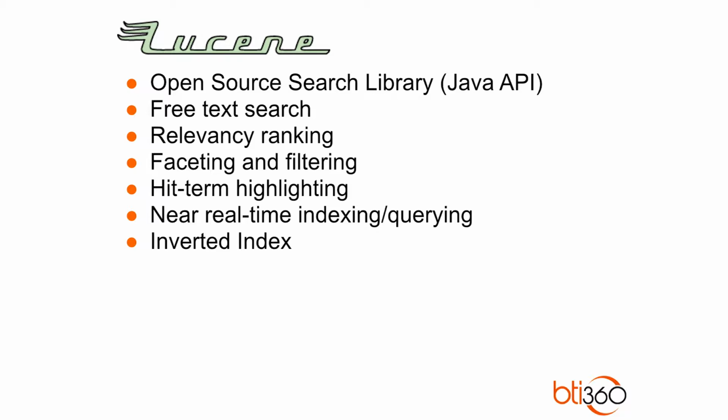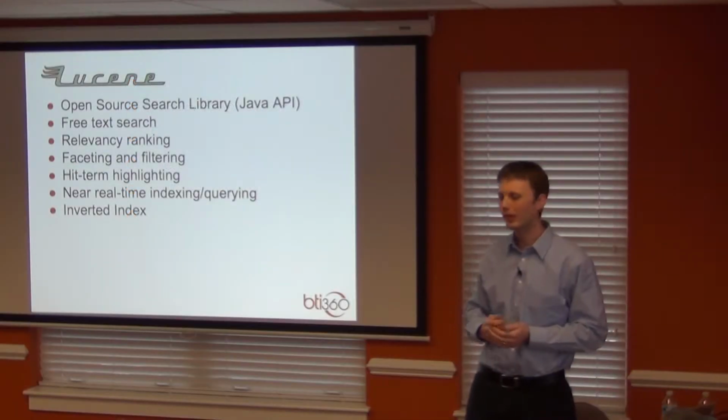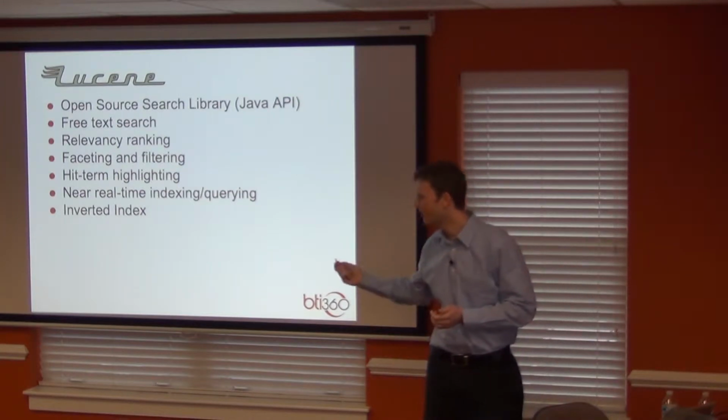Near real-time indexing and querying. So this is newer since Lucene 4.x, where you index it and it becomes immediately queryable. Before, you had to actually do a hard commit, and it took a little time for the results to actually show up in the index. And finally, it provides an inverted index, and this inverted index provides the speed of searching, and we're going to talk about that a little bit later on of what that actually means.